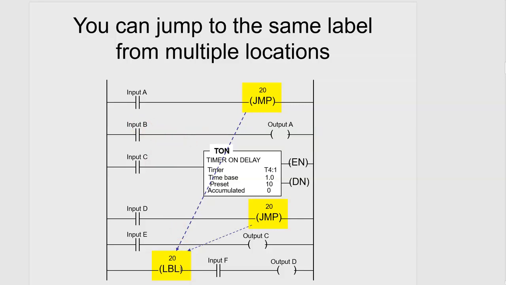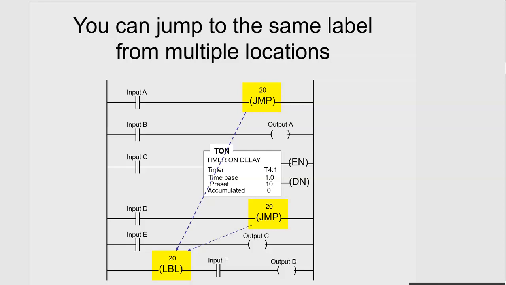You can jump multiple times. This is also mapped to that label. So let's say this input never went true. It'll scan sequentially, and if the input D went true, then it'll skip this rung right here and go directly to the label. So the point of this is you can have multiple jumps.